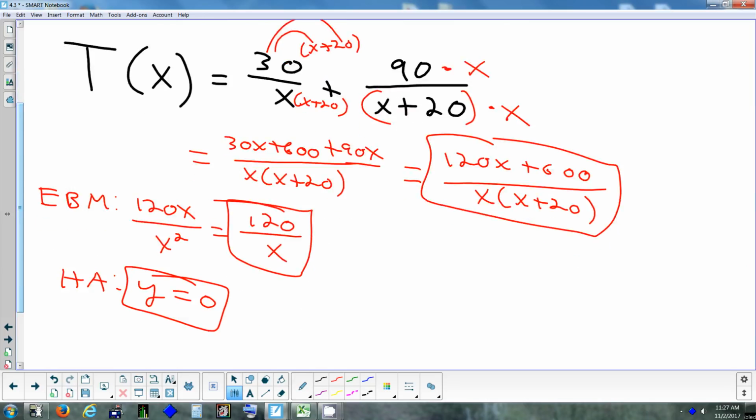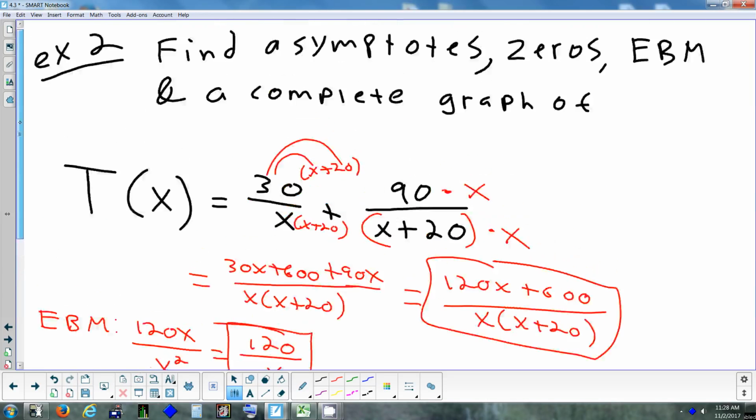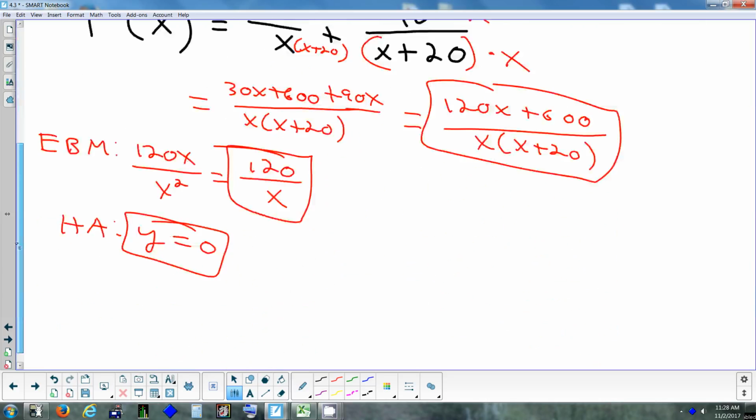Will it ever reach 0? No. Even if x is 1,000,000. Right? She's driving 1,000,000 miles an hour. 120 divided by 1,000,000 still isn't 0. It's very small. Not 0. So we've got the EBM.